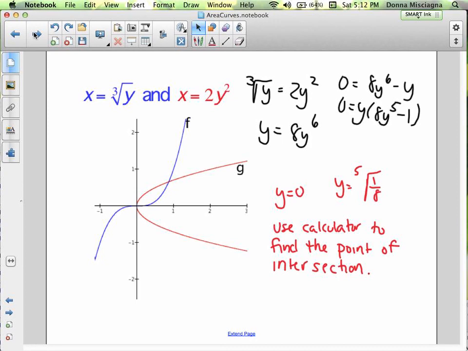All right, and then you're going to get everything on one side, so you can factor. You can pull out a y. And so y equals 0 is one, and then you're going to need a calculator because the fifth root of 1/8 is not a pretty number. So you'll use a calculator to find what that point is. Let's take a look at this one solved out.